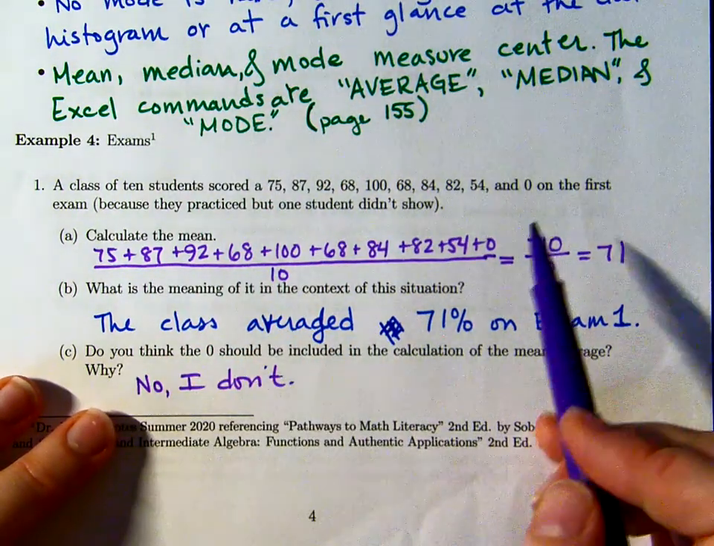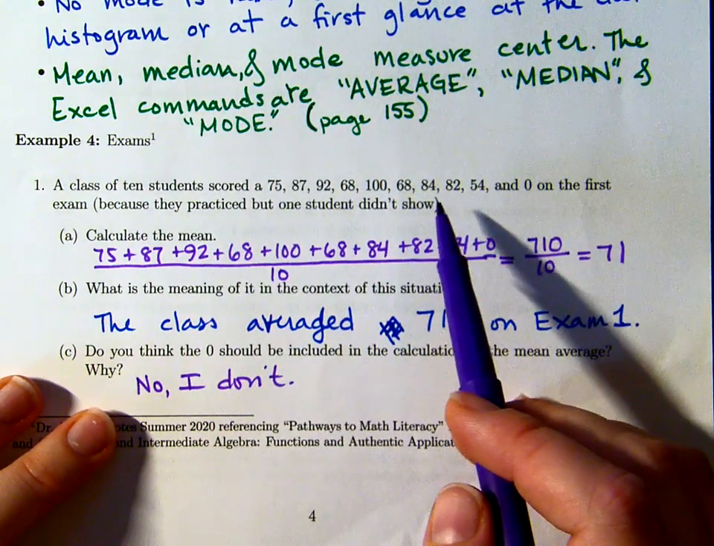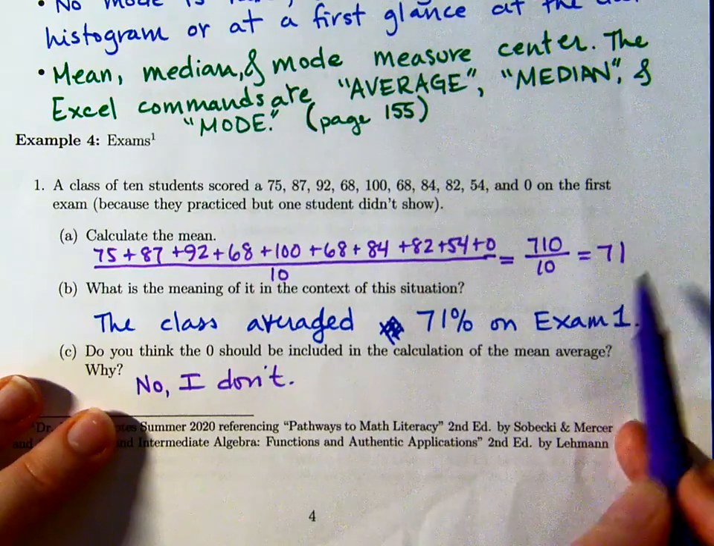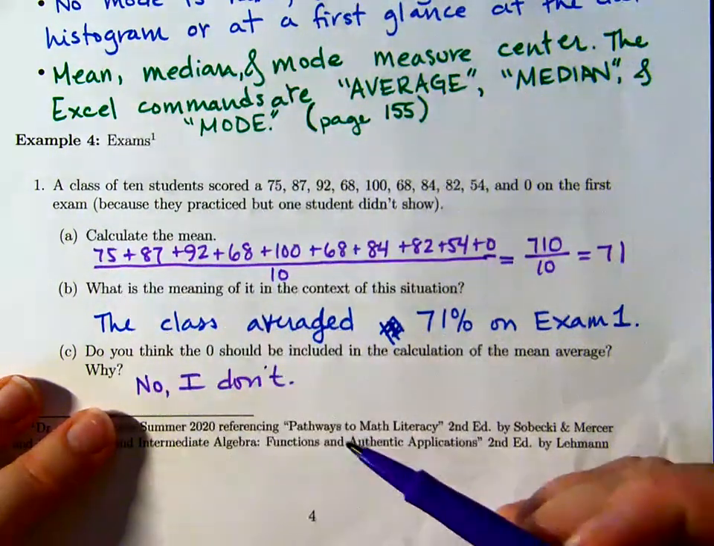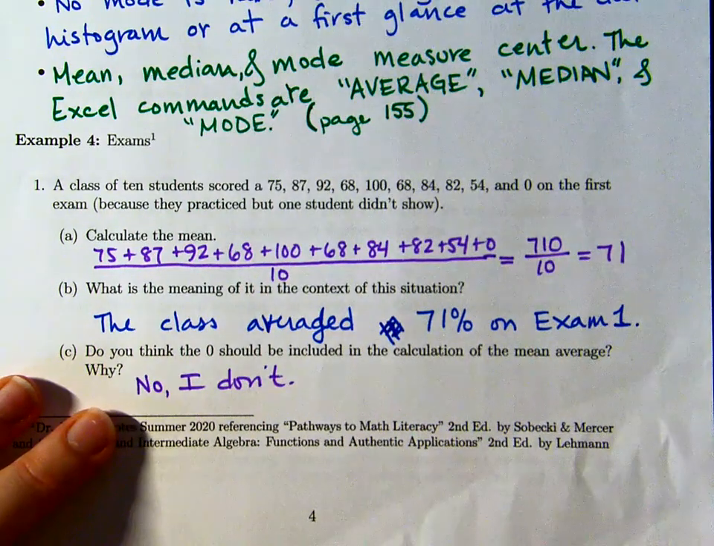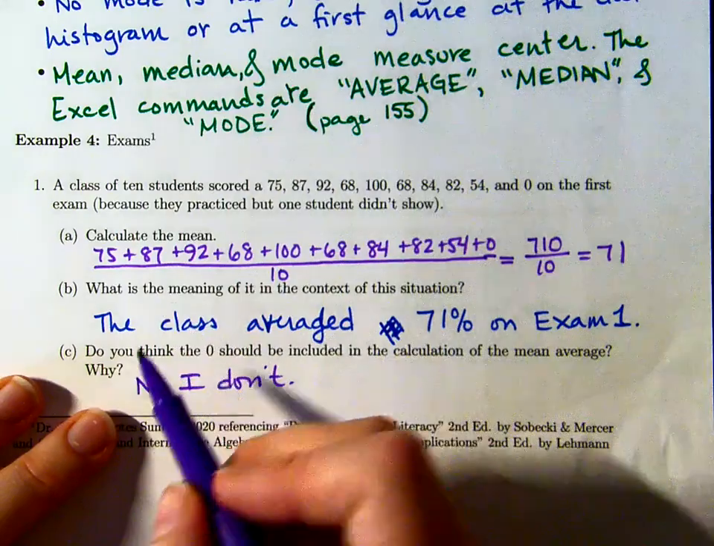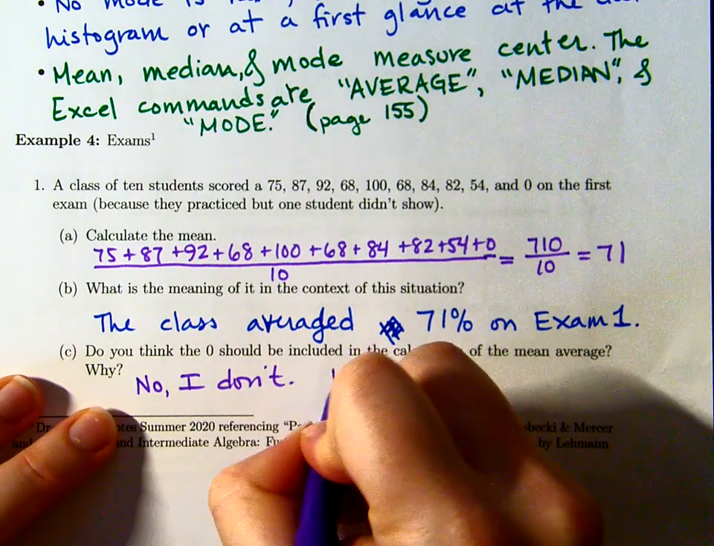And that's because the 0, this person did not perform on the exam. So this average is really talking about how students did on exam 1. But this person didn't do exam 1, and so I think it's a misrepresentation of the class. So do you think the 0 should be included? No, I don't. Why?